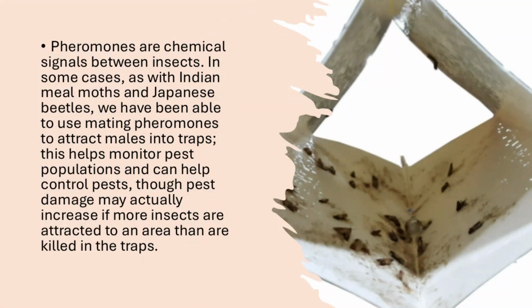Pheromones are chemical signals between insects. In some cases, as with Indian meal moths and Japanese beetles, we have been able to use mating pheromones to attract males into traps. This helps monitor pest populations and can help control pests, though pest damage may actually increase if more insects are attracted to an area than are killed in the traps.